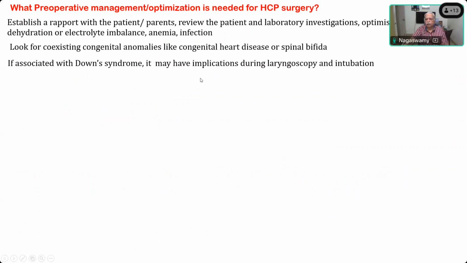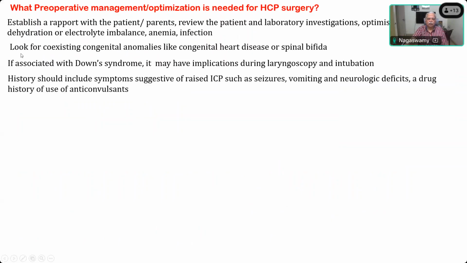What is the implication in Down syndrome? Large tongue, macroglossia, sir. So that is the problem. Atlantooccipital joint, it is a vertebral problem. Atlantoaxial subluxation, sir. Joint dislocation is very common in Down syndrome. So that is the more important thing that you have to look for.